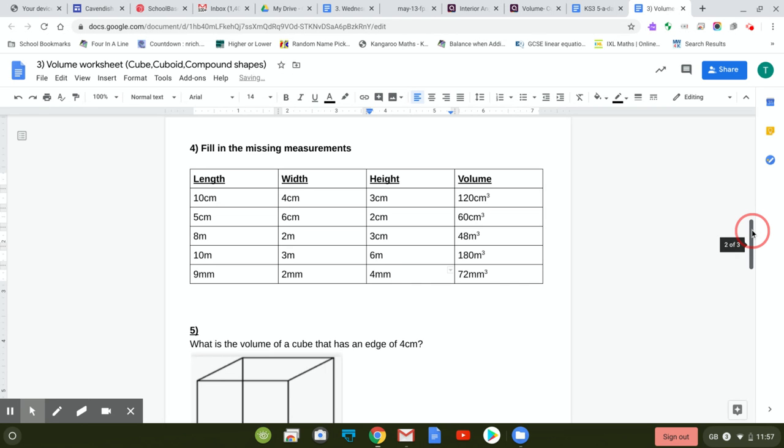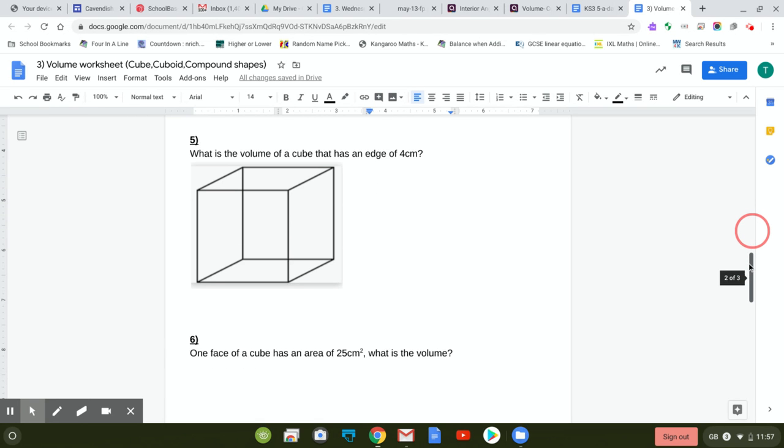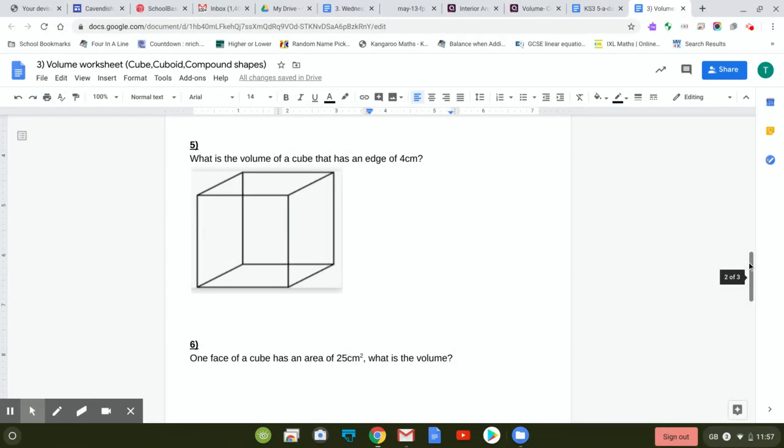It was the next ones that were the most challenging that people found difficulty with. The volume of a cube has an edge of 4 centimeters. This was a picture. It wasn't in it yesterday, so I've just put it up now to help you out a bit. One of the edges is 4 centimeters. Because it's a cube, all edges are going to be the same length. So this is 4, this is 4, and this is 4. Every edge you see is 4.